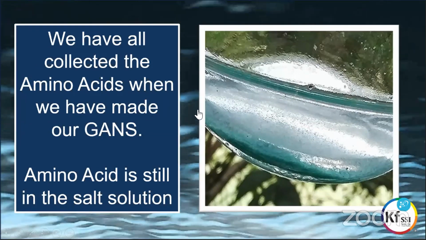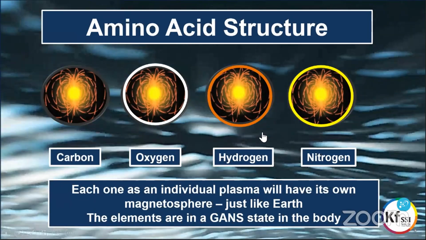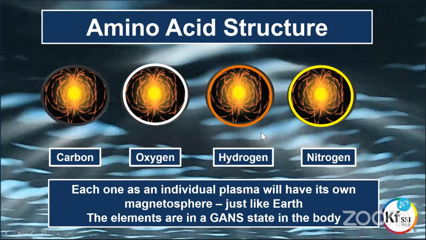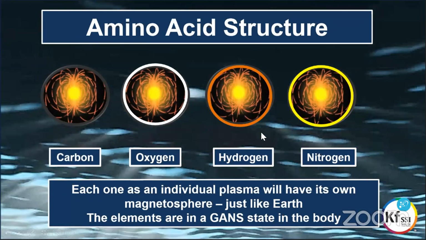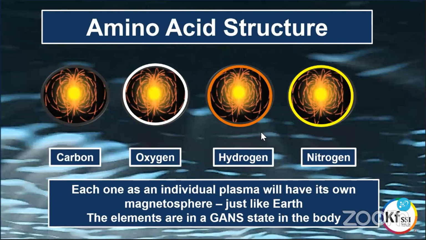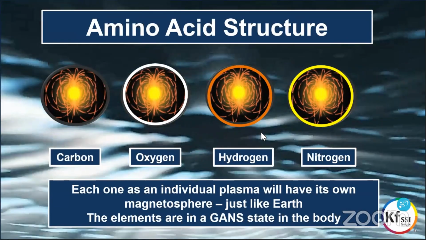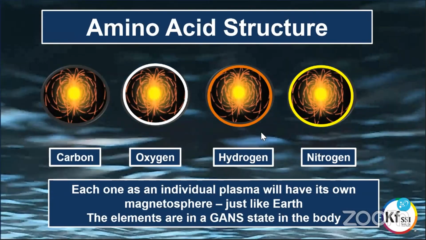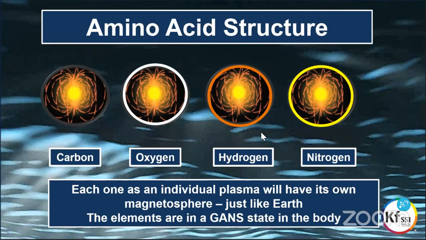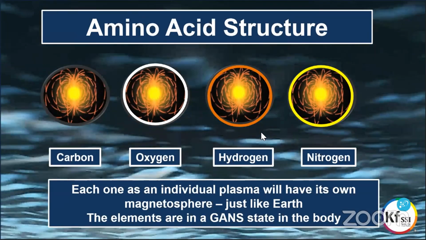When we have a look at the amino acid structure, a very basic structure, we have carbon, oxygen, hydrogen, and nitrogen. Each one is an individual plasma, and it has its own magnetosphere, just like the Earth. And these elements are in a GANs state within the body. So from now on, all we're talking about is what is inside our body as a GANs state, not in the physical state.